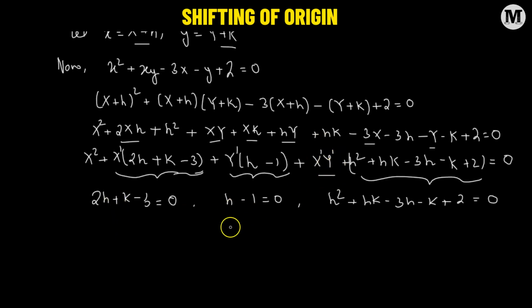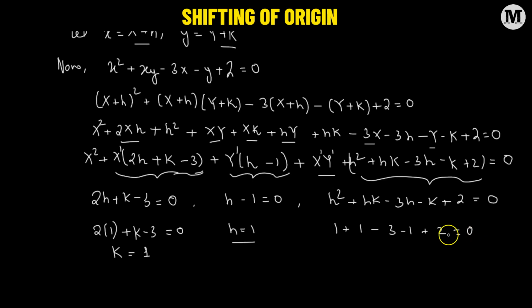Now let's solve for h. We'll use these three equations to find the values of h and k. Starting with h minus 1 equals 0, that gives us h equals 1. We substitute this value: 2 times 1 plus k minus 3 equals 0. Solving for k, we get k equals 1. We can check that the constant equation is also satisfied if we substitute h and k: 1 squared plus 1 times 1 minus 3 minus 1 plus 2.